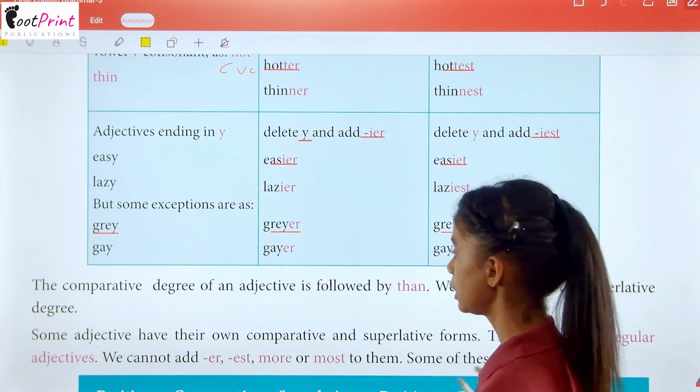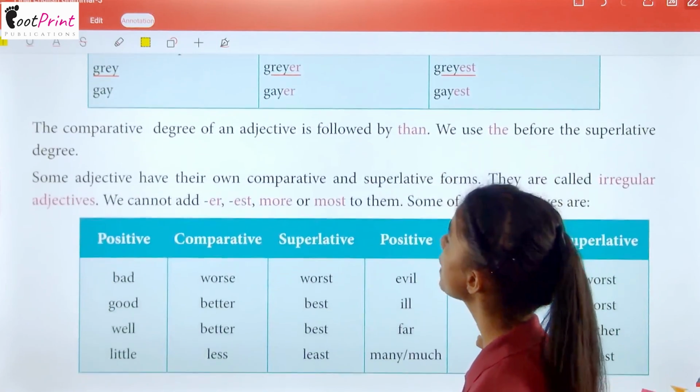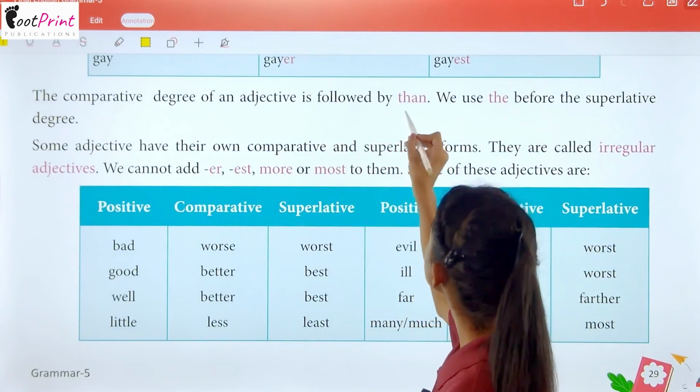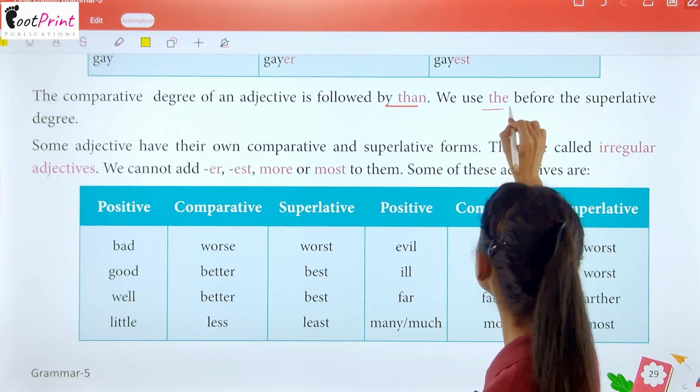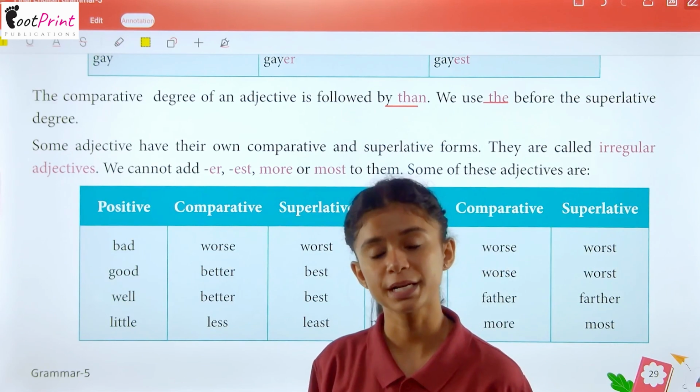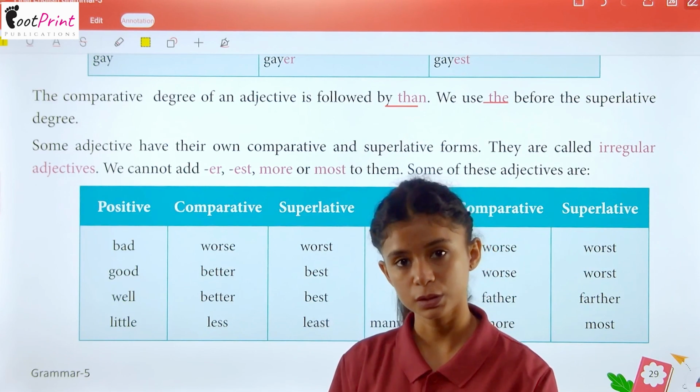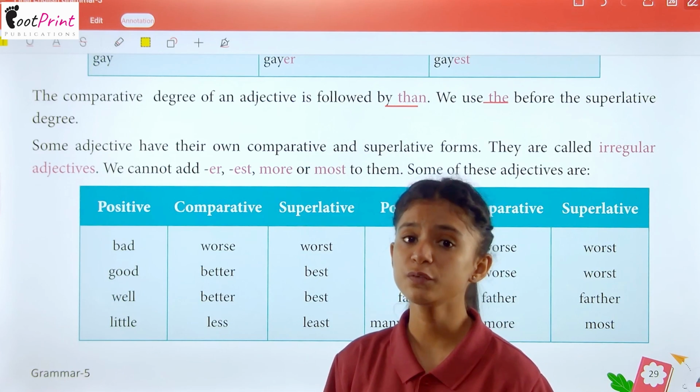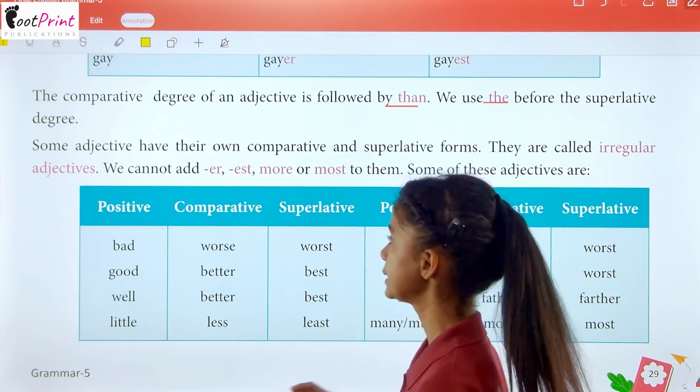Okay, students? Now, we can see that the comparative degree of an adjective is followed by than. We use the before the superlative. For the comparative degree, we use than after the degree, and in the superlative degree, we use the before our degree.